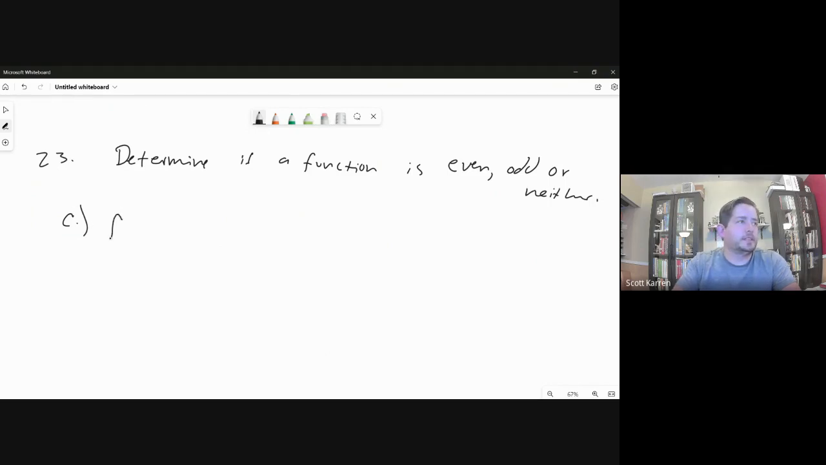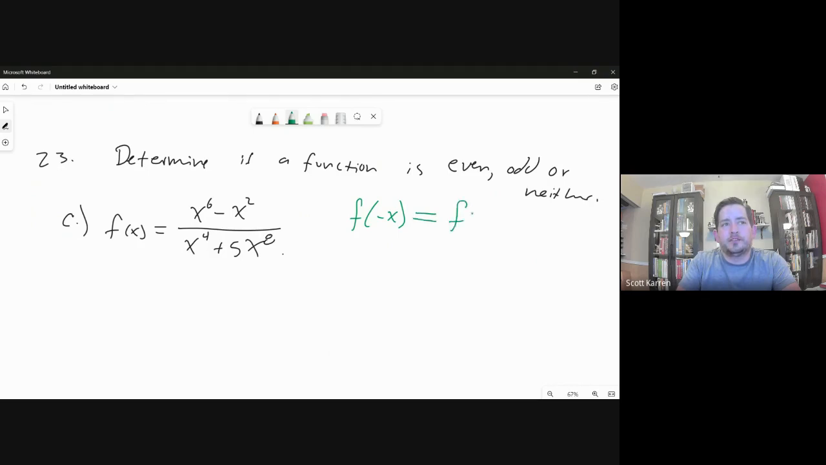F of x is (x to the 6 minus x squared) over (x to the 4th plus 5x to the 8th). Now, the key here is if I replace x with negative x, and I can simplify this down to the exact same function that we started with, right? F of negative x equals f of x. Then this thing is even.